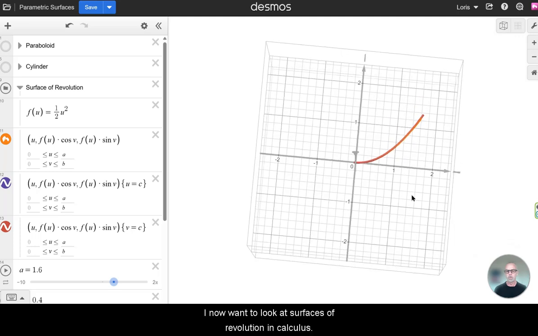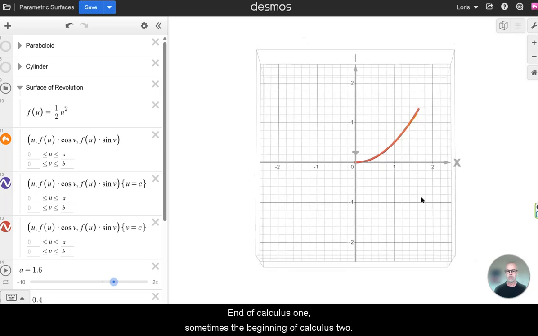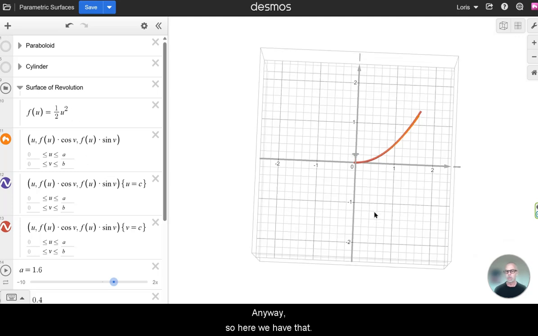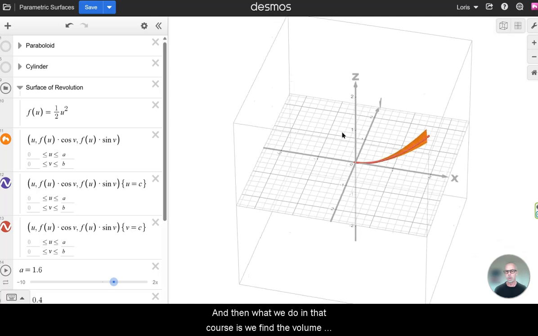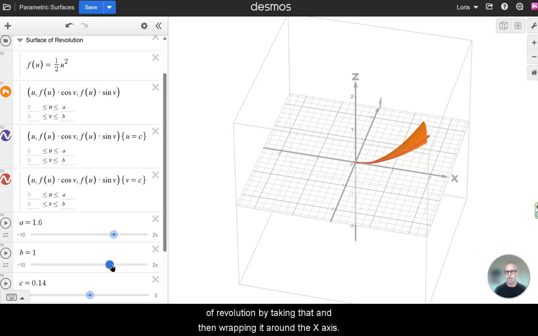I now want to look at surfaces of revolution in calculus, the end of calculus 1, sometimes the beginning of calculus 2. Here I've got a graph of y equals, looks like 1/2 x squared. We're going to have to use u instead of x for Desmos 3D to cooperate. Anyway, so here we have that, and then what we do in that course is we find the volume of revolution by taking that and then wrapping it around the x-axis.